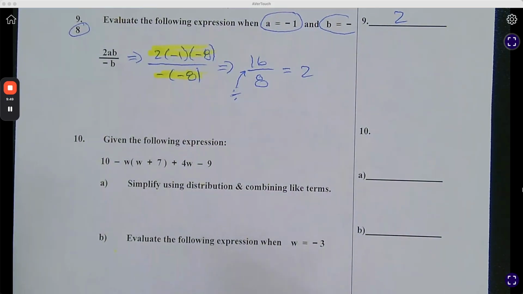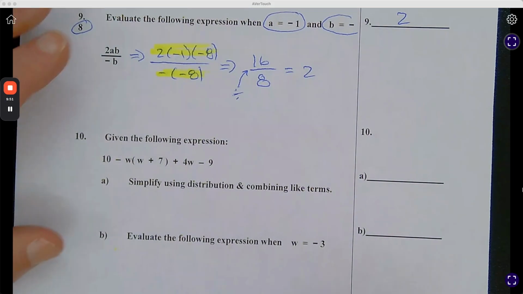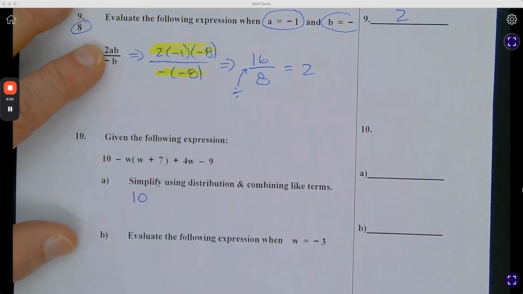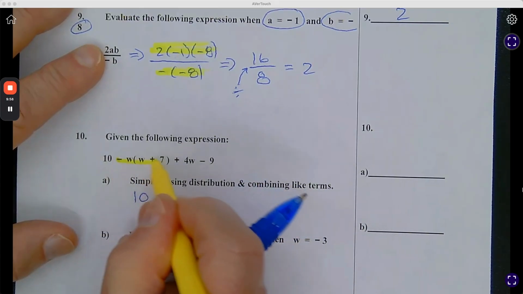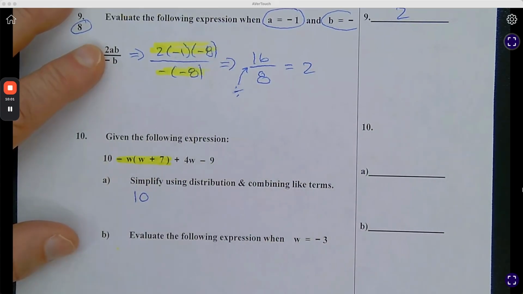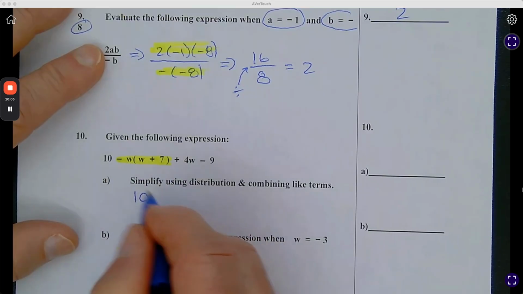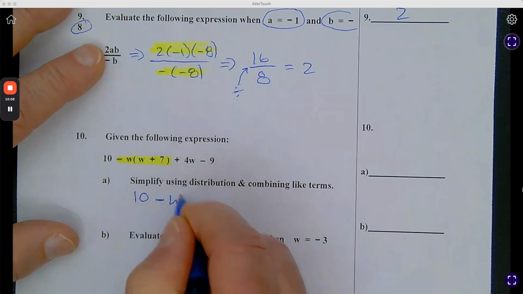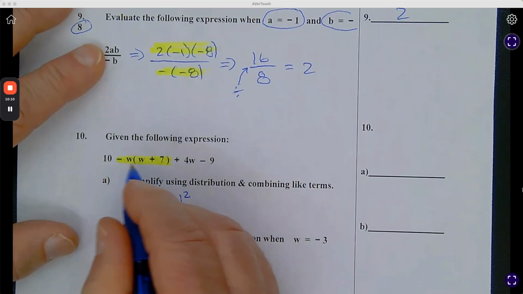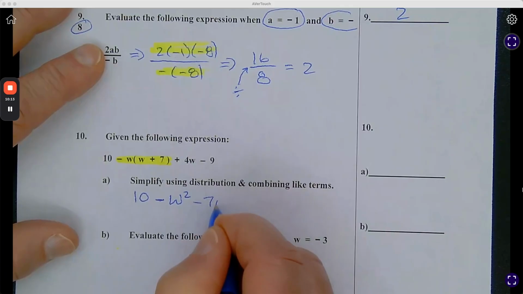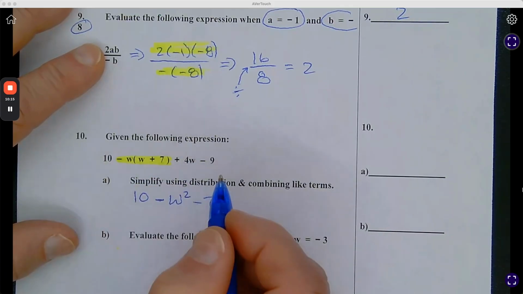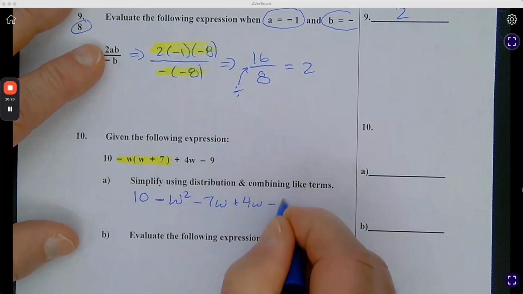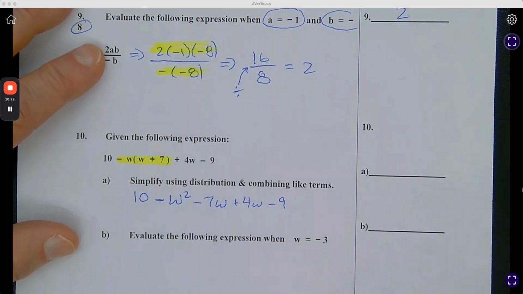Simplify using distribution and combining like terms. Okay. The 10 comes down, and what you're going to distribute is that minus W. So W times W, well, first of all, a negative times a positive is a negative. W times W is W squared. Negative W times positive 7 is negative 7W. Now I keep writing it. Plus 4W minus 9.